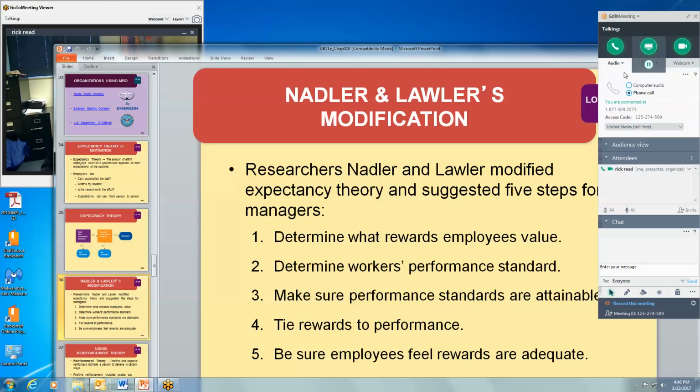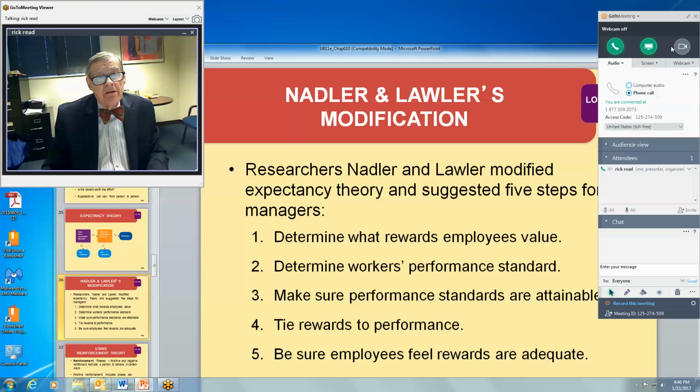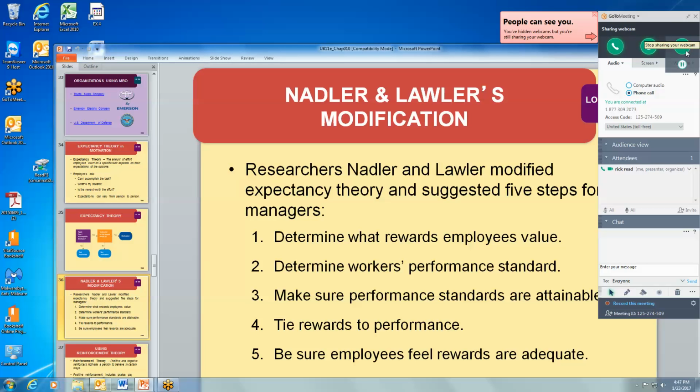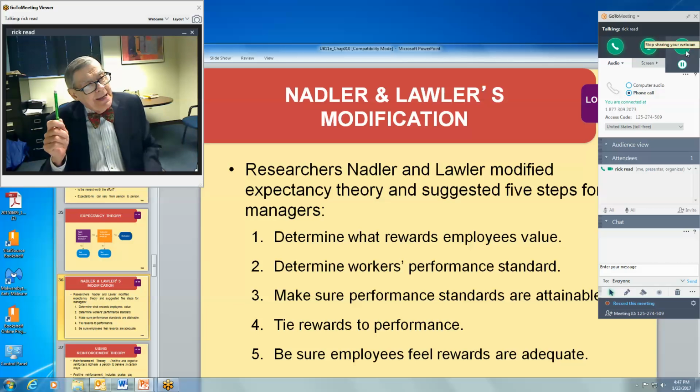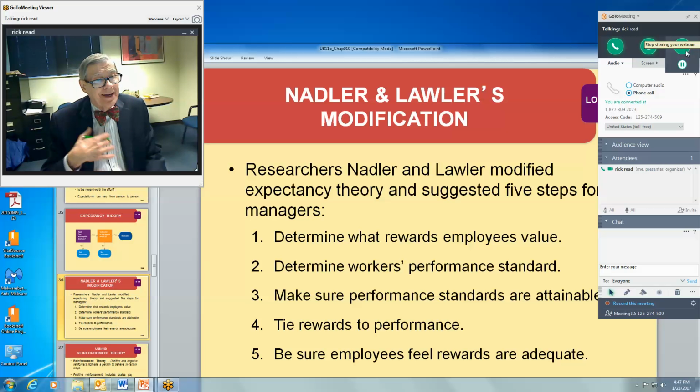Nadler and Lawler modified this to some extent, and I think, to me, the most important thing at the beginning is to determine the rewards that the employee values. And those should be the type of rewards that are put into this and used for expectancy theory. And then the fourth one down here, tie the reward to the performance.